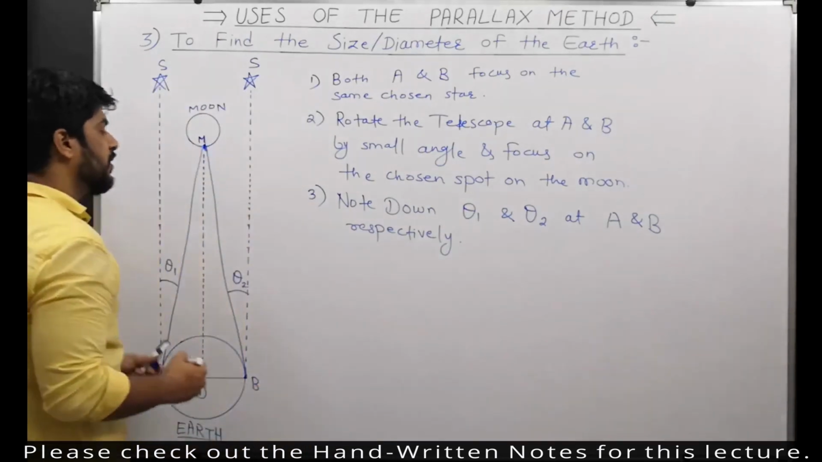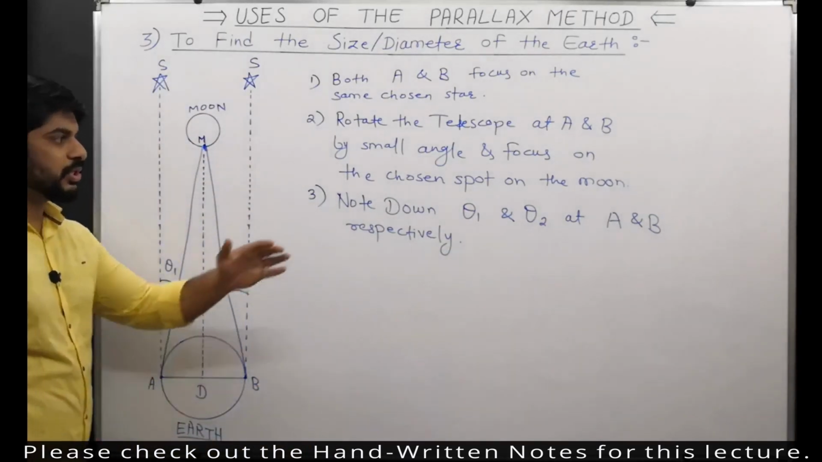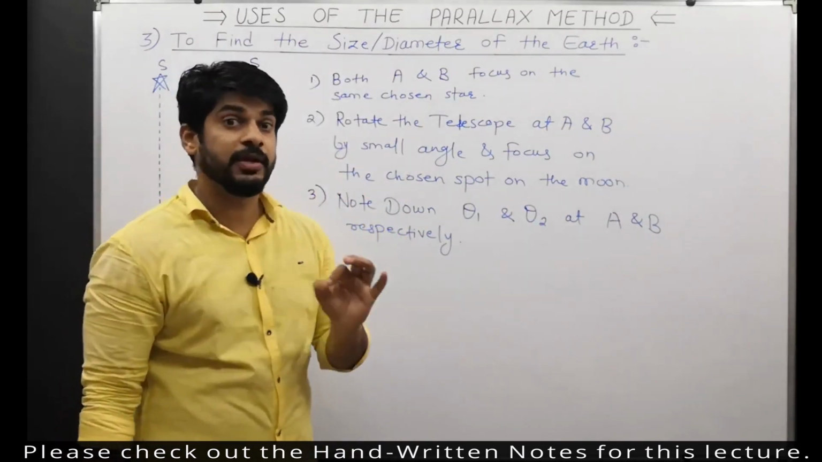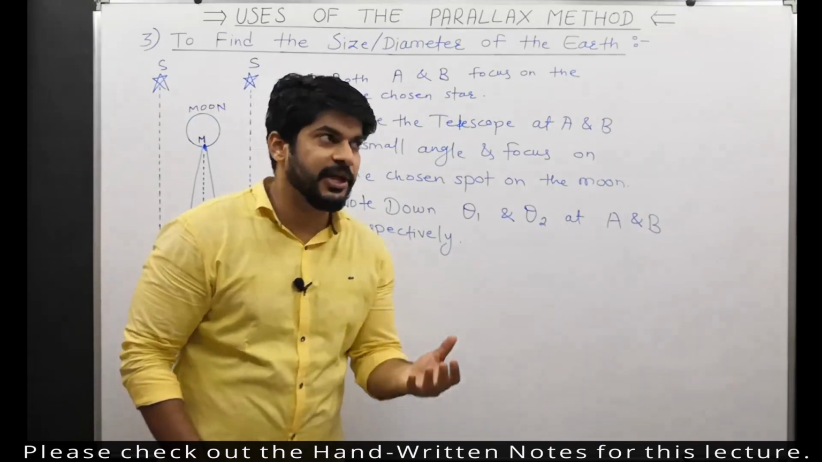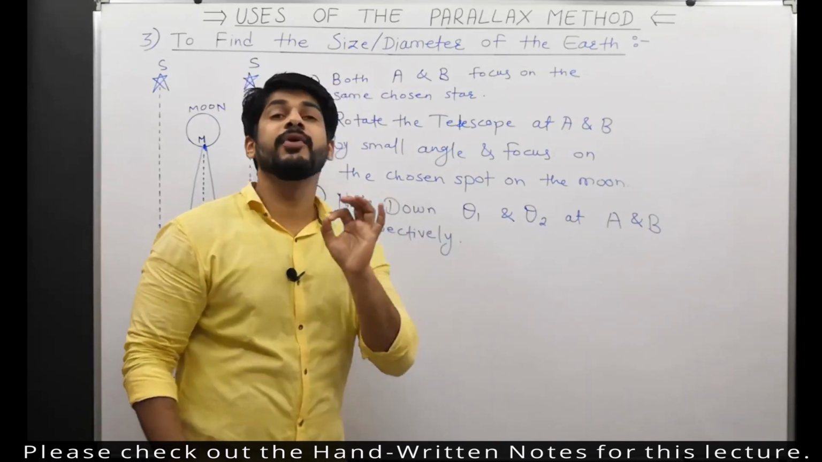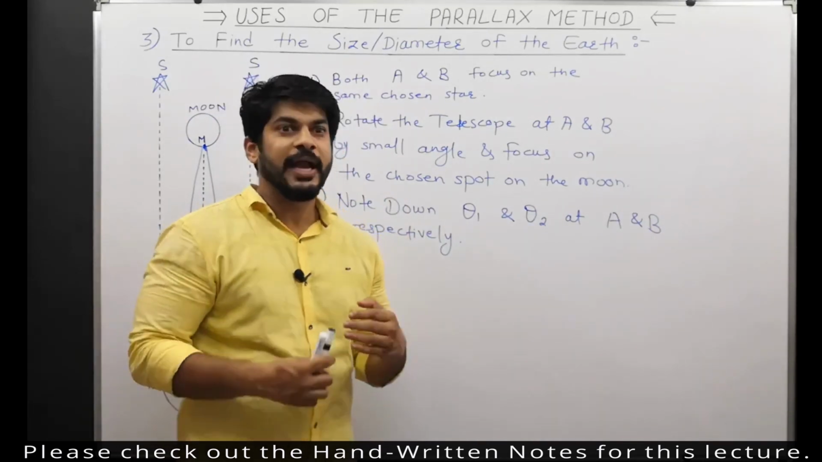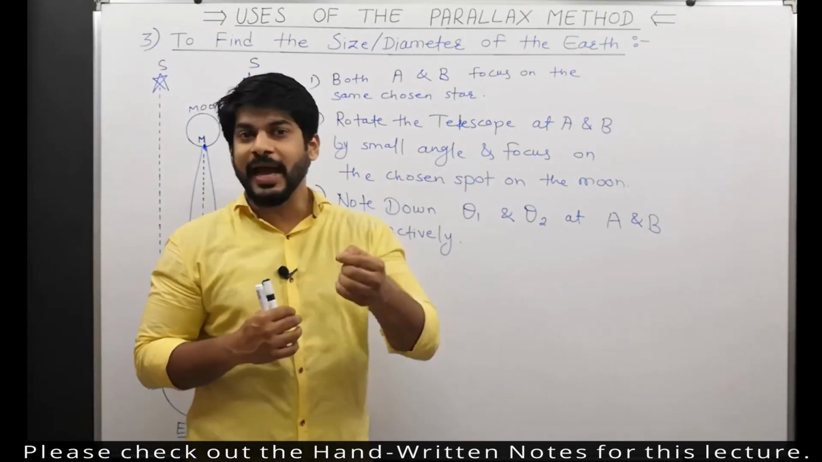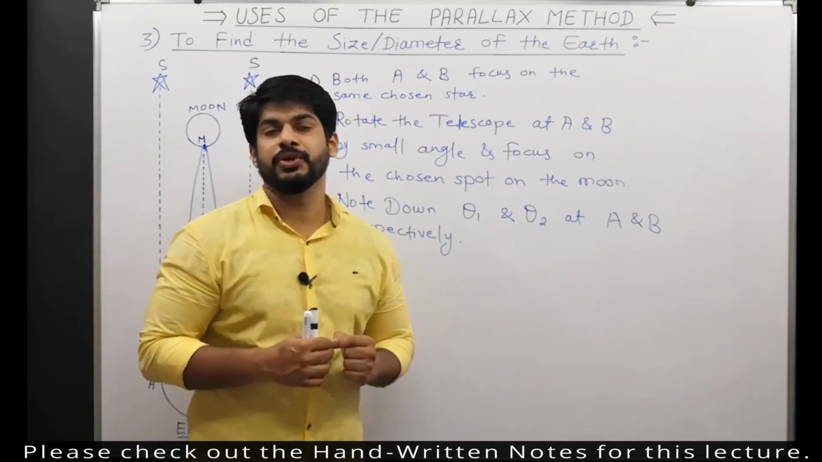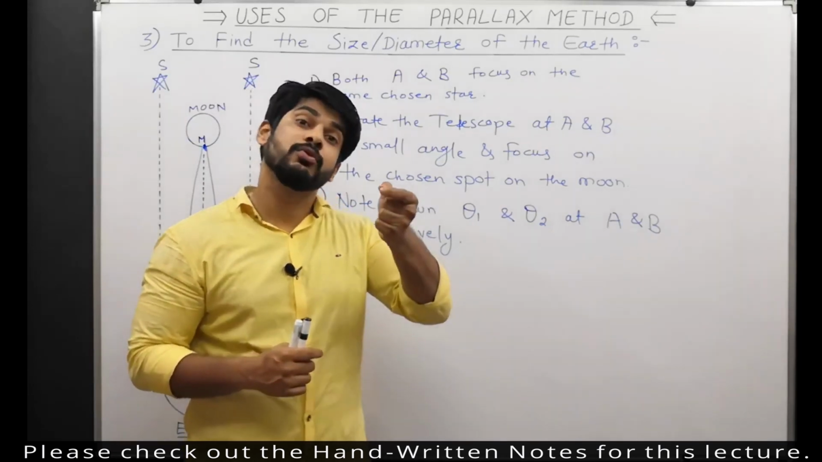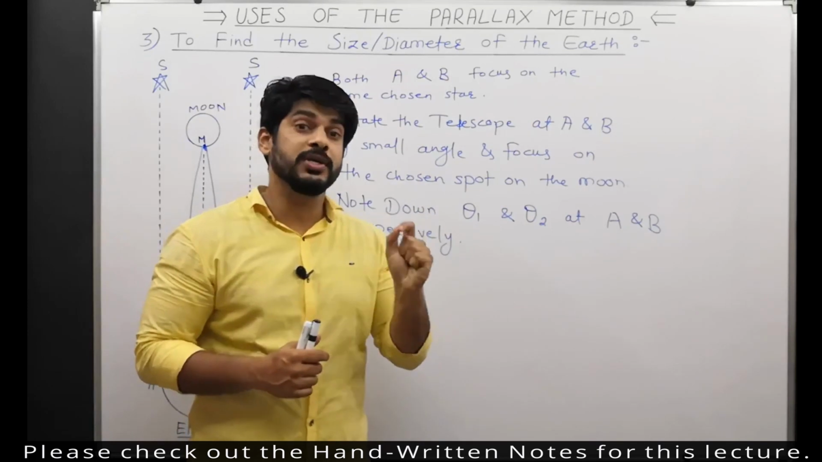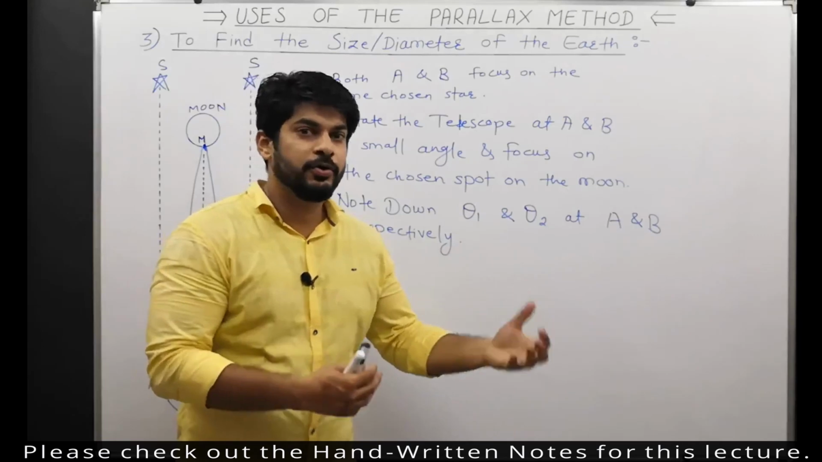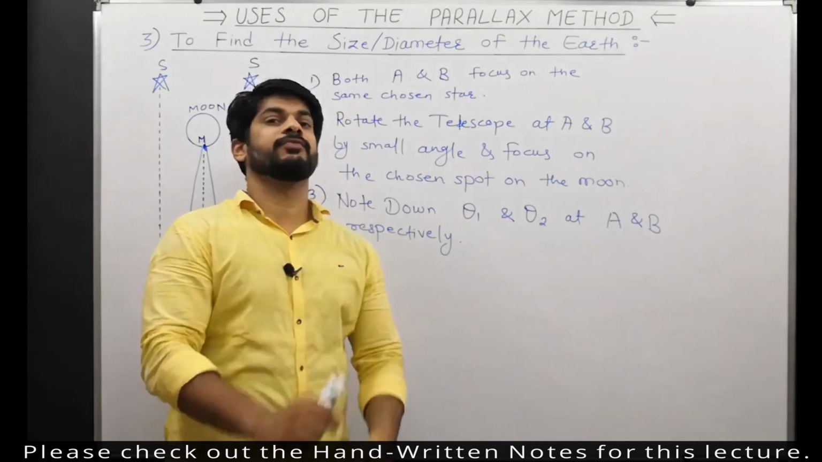So now we have rotated. Once we note down these angles, we have to be very careful. This is not as easy as it appears. Handling such powerful, such large telescopes is not as easy as it seems. So we have to be very precise, very careful with all the equipment, all the instruments, with all the manpower over there.